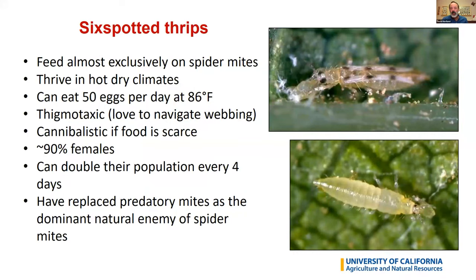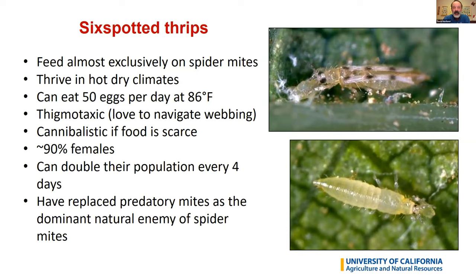Now, a second predator that I'll talk about a decent amount is one that's not known as well. It's called six-spotted thrips. This thrips feeds almost exclusively on spider mites. They really like hot, dry climates.